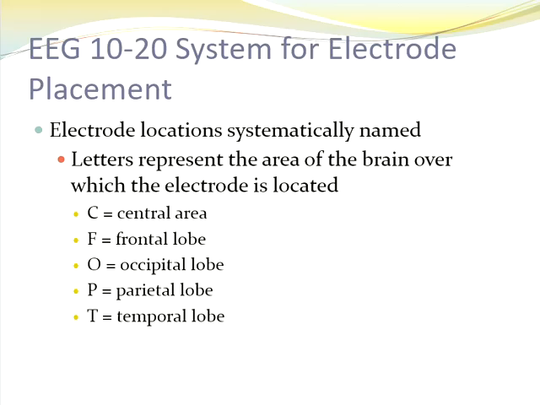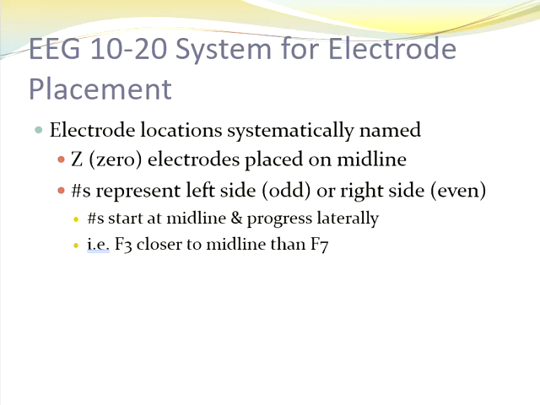Each electrode point is named with a letter and a number. The letter represents the area of the brain that the electrode is over, typically whichever lobe it is: F for frontal, O for occipital, P for parietal, T for temporal. C is for the central area, which represents the area of the central sulcus, which is the separation from the frontal lobe to the parietal lobe. It's also where our motor and sensory strips are located on our brain.